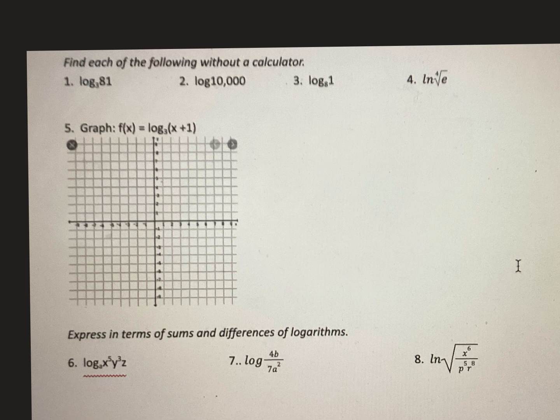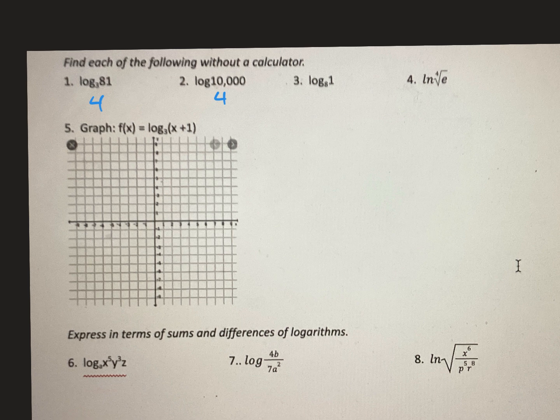Number 1 through 4. Remember, the answer to a log is an exponent. So number 1 is basically asking you, 3 to what power is 81? The fourth power. Number 2, there is no base. It's really base 10. So it's asking you, 10 to what power is 10,000, because there's 4 zeros? That's also 4. Maybe everything's 4.